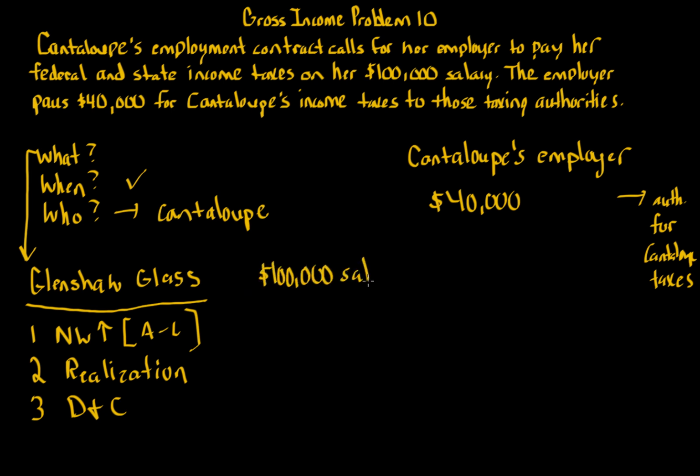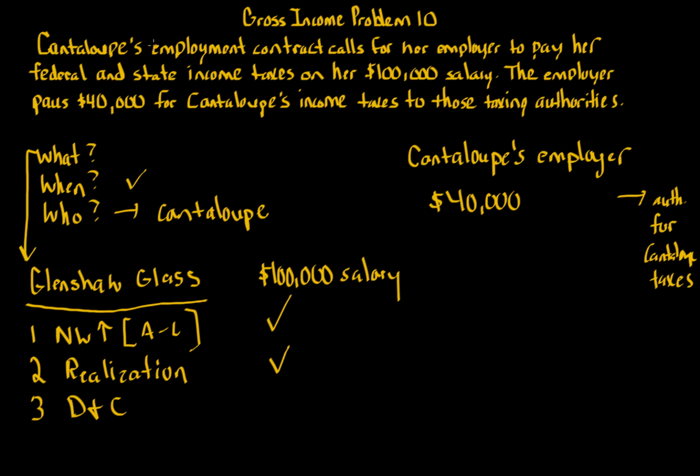If we go through our analysis, have our assets gone up? Well, before the beginning of the year, we didn't have the salary. After, we do have salary. So we have cash. Cash has gone up. Boom, we have net worth increase. Realization: well, there's services here. Cantaloupe's providing services, so therefore we have realization. Services always equal severance and realization.